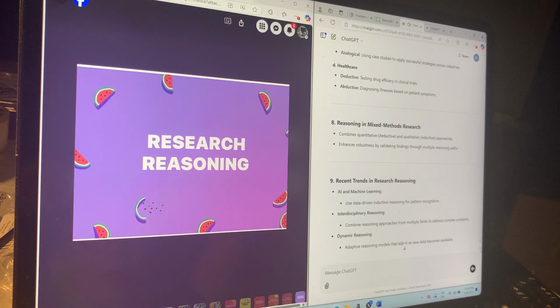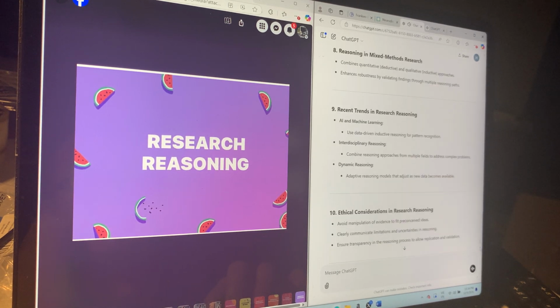8. Reasoning in mixed methods research. Combines quantitative, deductive, and qualitative, inductive approaches. Enhances robustness by validating findings through multiple reasoning paths.